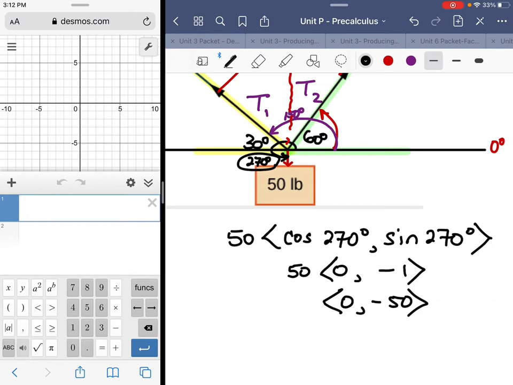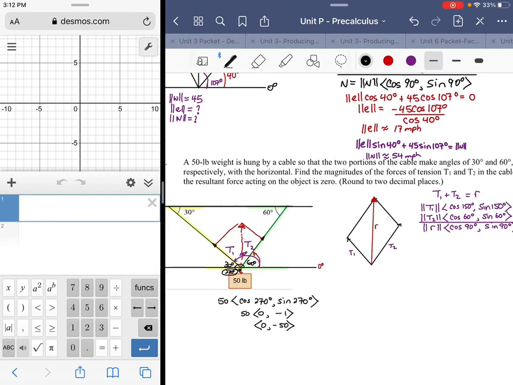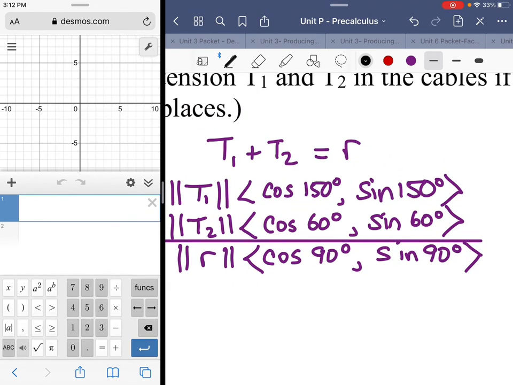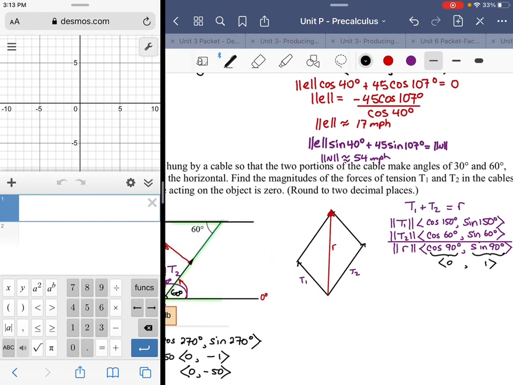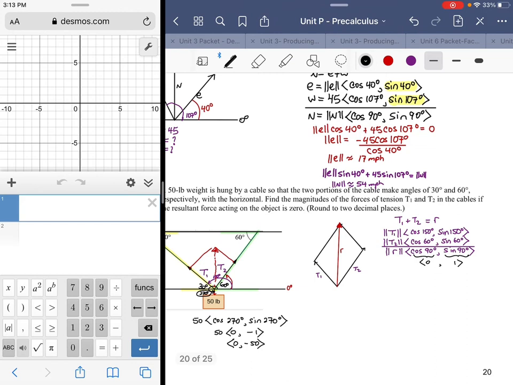All right, that would give me a vector of 0, negative 50. So that would be the vector going in the downward direction. If you want, you can call that negative R. So then the big question would be, what does that give us here? Take a look at what we have. The cosine of 90 is 0. The sine of 90 is equal to 1.